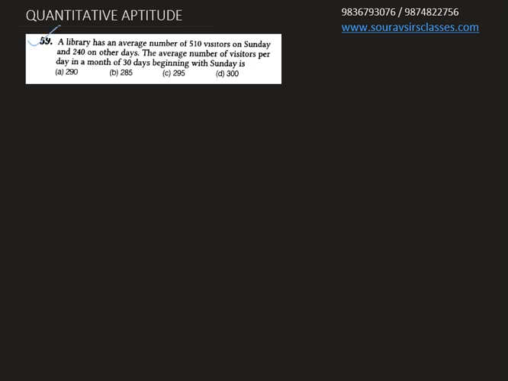A library has an average number of 510 visitors on Sunday and 240 on other days. The average number of visitors per day in a month of 30 days beginning with Sunday is what? Okay, so let's start the solution.